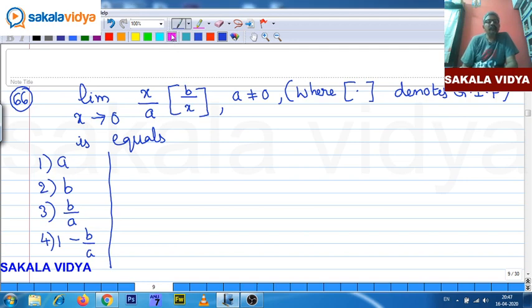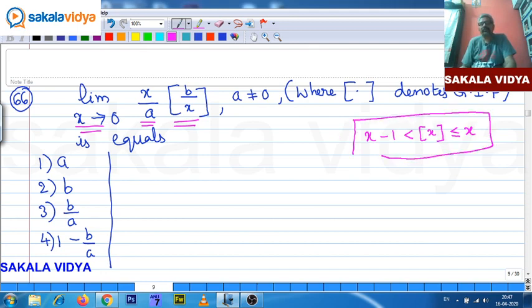Okay. So, now limit x tends to 0, (x by a) into the integer of (b by x). Now we need to define the integer of x. The integer of x is defined like this: x minus 1 less than integer of x less than or equal to x. This is the basic definition of the step function. Similarly, instead of x, write b by x. Now, we can write: b by x minus 1 less than integer of b by x less than or equal to b by x.